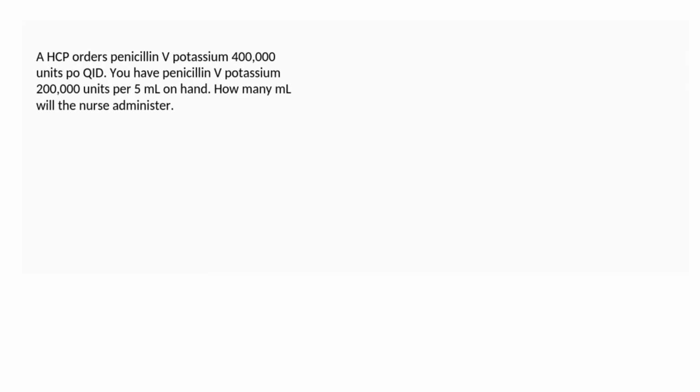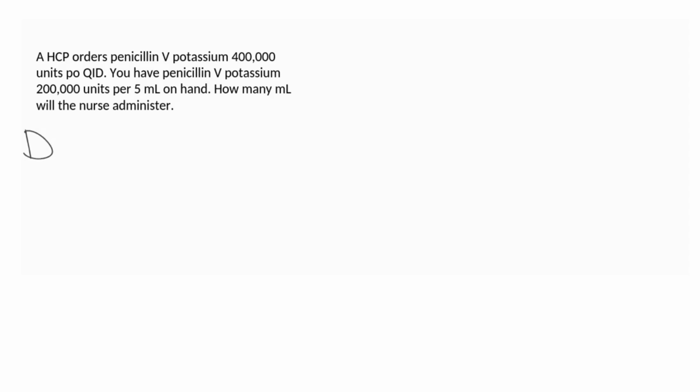A healthcare provider orders penicillin V potassium 400,000 units PO QID. You have penicillin V potassium 200,000 units per 5 milliliters on hand. How many milliliters will the nurse administer? You are the nurse, and this is what you have. Based on your D over H times Q knowledge, let's figure out how much to give. So let's pull out our values.